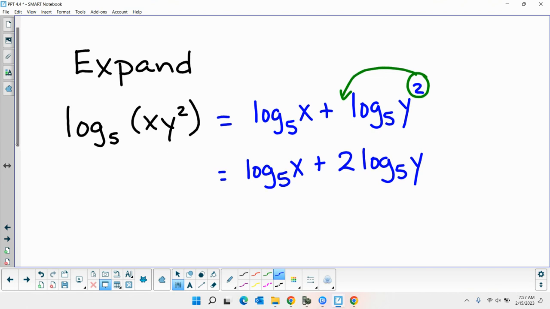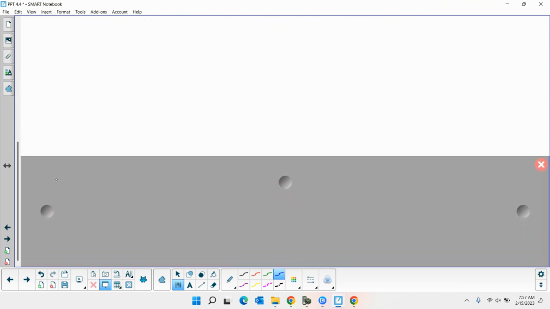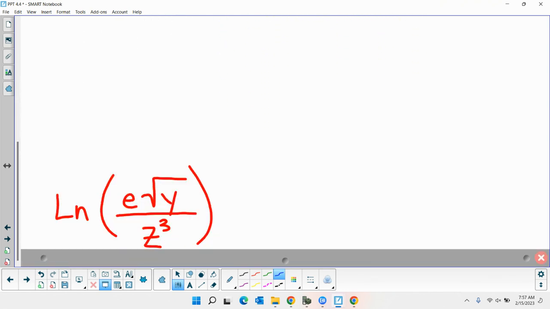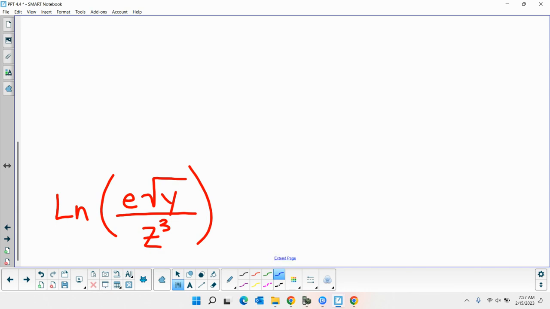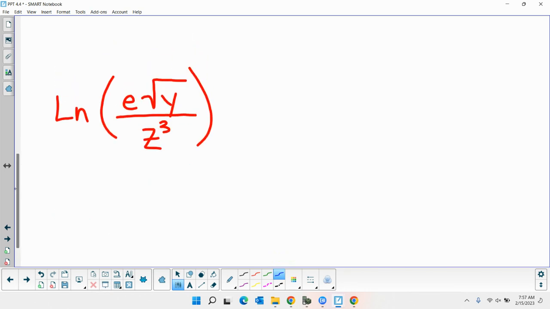All right. Let's look at another one. I think I have another one down here. All right, now I have 3 variables. So I'm going to expand it into 3 different logs. Okay? Since it's natural log, that's what I'm going to use for my base. All right, I'm just going to use ln.